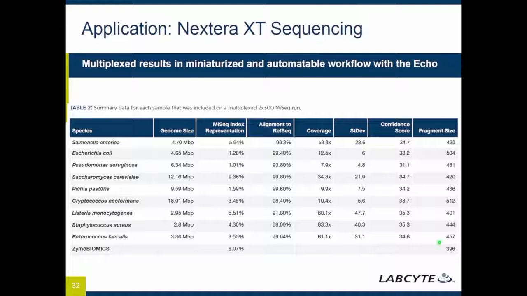You will note the sample ZymoBIOMICS at the bottom of the table. This sample is a microbial community standard that contains a defined percentage of various organisms. We're using the sample as a control for microbiome work. This is a pool of 10 species that are prepared and sequenced as one, much like what you would do with a patient sample.